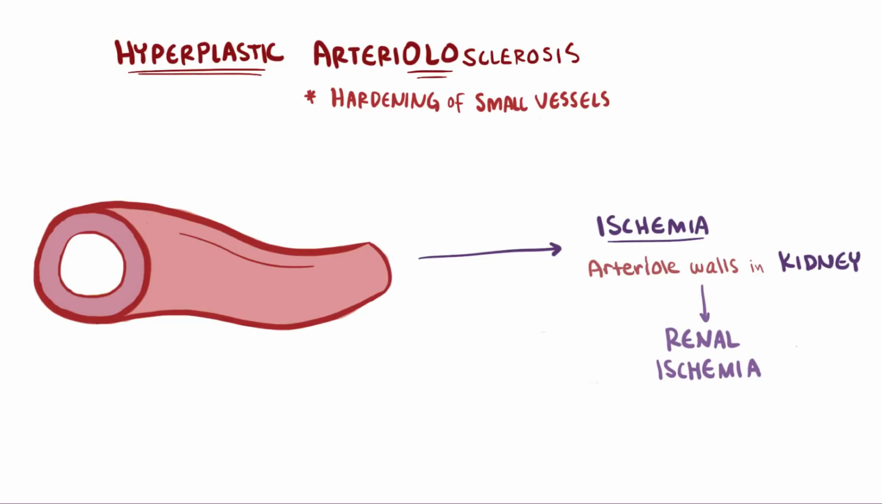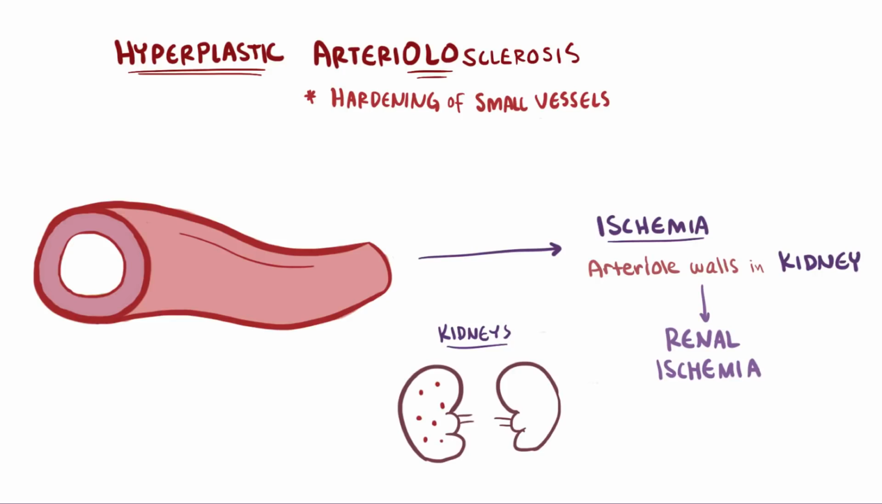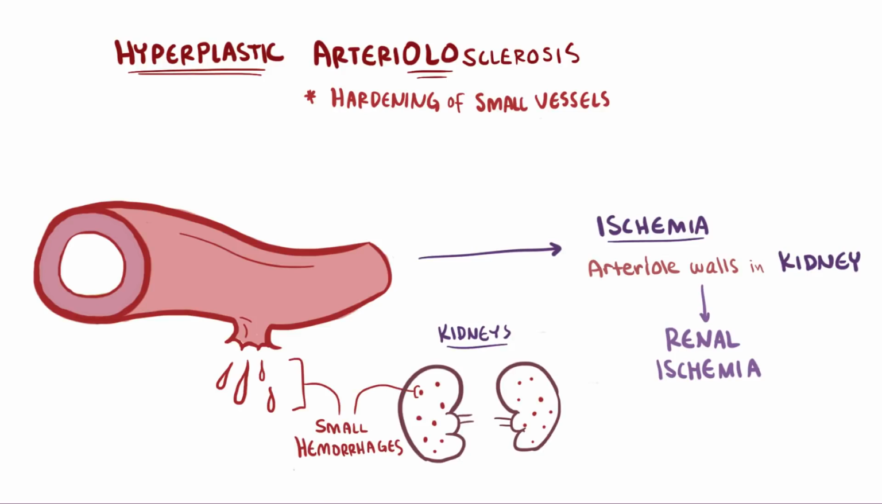What's unique in hyperplastic arteriolosclerosis is that the kidneys themselves will look a bit like they have insect bites everywhere. And that's because the high blood pressure ruptures the weakened renal blood vessel walls, causing small hemorrhages all over the kidneys. These small blood vessel hemorrhages give the kidney tissue the appearance that they've been bitten by insects.